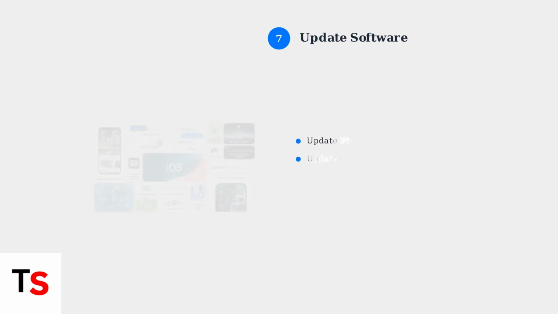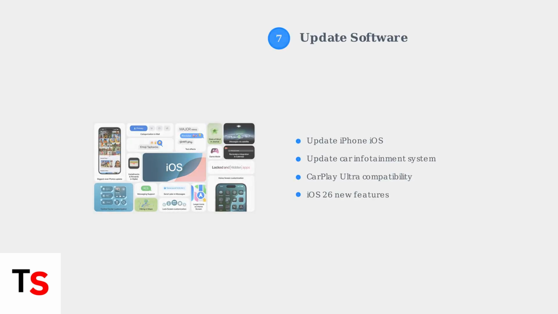Keep your software updated. Check for iOS updates on your iPhone and infotainment system updates for your car. New features like CarPlay Ultra and iOS 26 require the latest software versions for optimal compatibility.